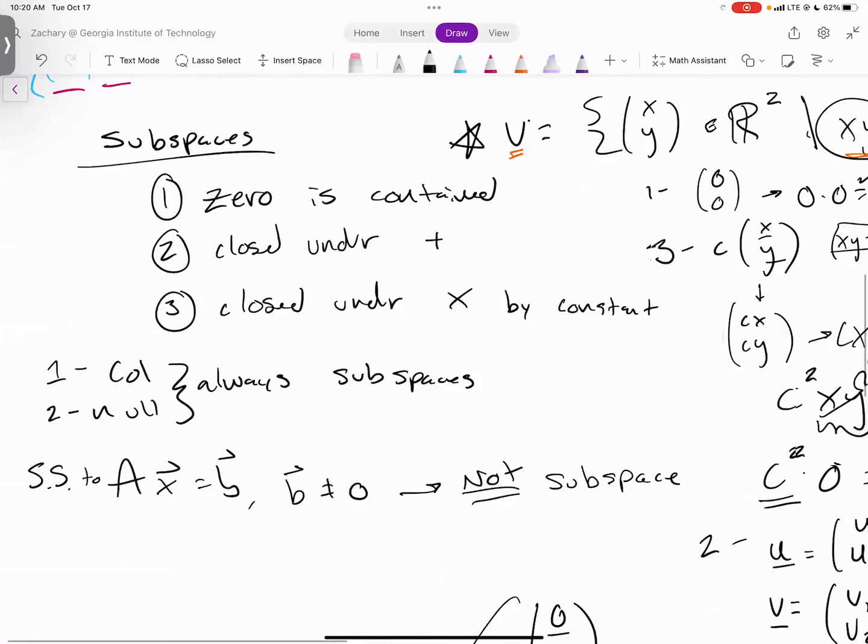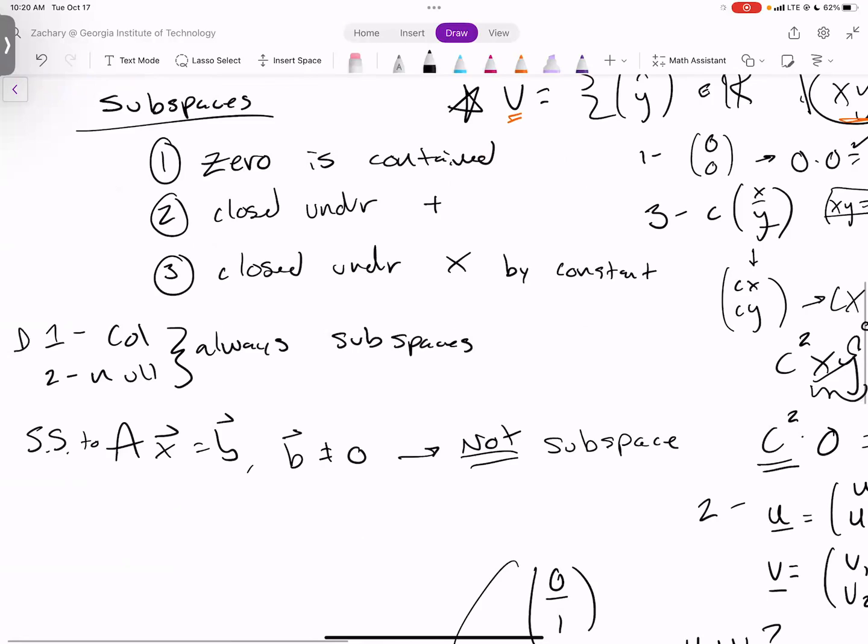So again, if you're seeing a space and you can tell that it's a column space or a null space, you know it's a subspace. You don't really have to consider anything else. Likewise, if it's talking about a solution set to an equation that is not equal to 0, it is not a subspace right off the bat. Okay.